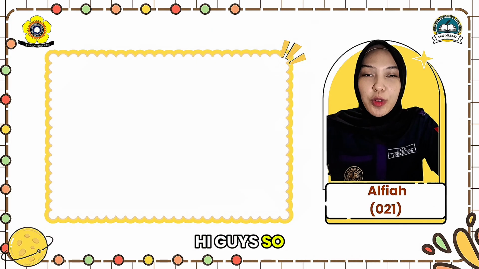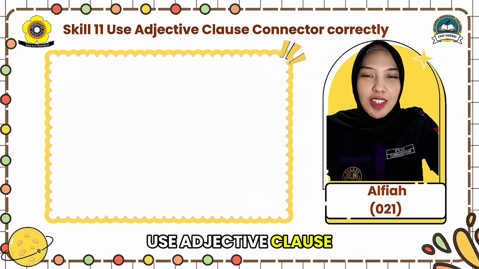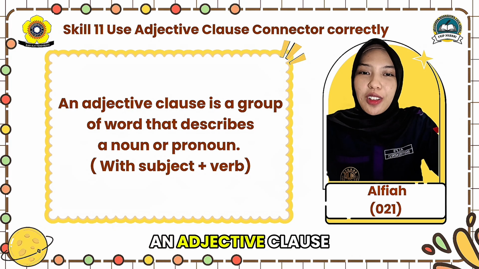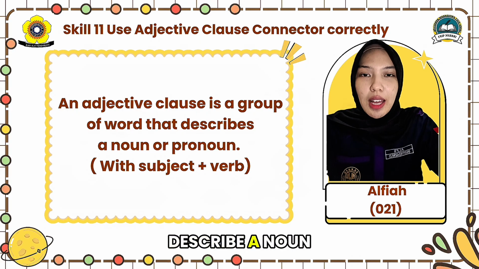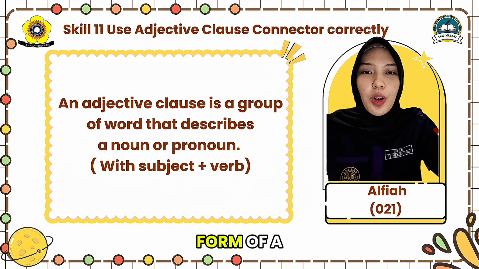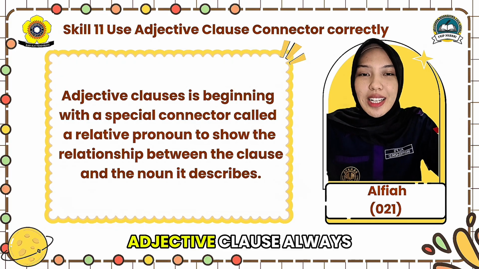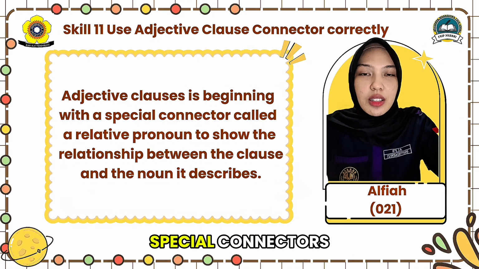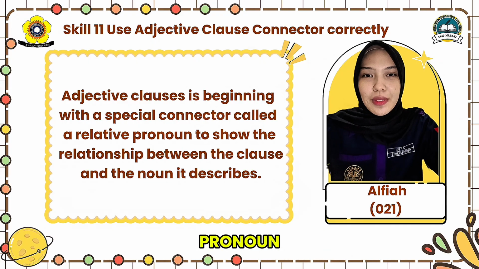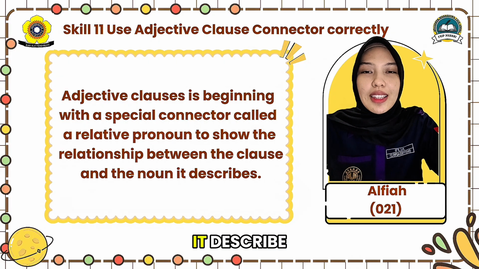Hi guys! For the first material, I will explain Skill 11: Use adjective clause connectors correctly. An adjective clause is a group of words that describe a noun or pronoun. It gives more information about the noun, just like an adjective does, but in the form of a clause with subject plus verb. It is positioned directly after the noun that it describes. Adjective clauses always begin with special connectors called relative pronouns. These connectors show the relationship between the clause and the noun it describes.